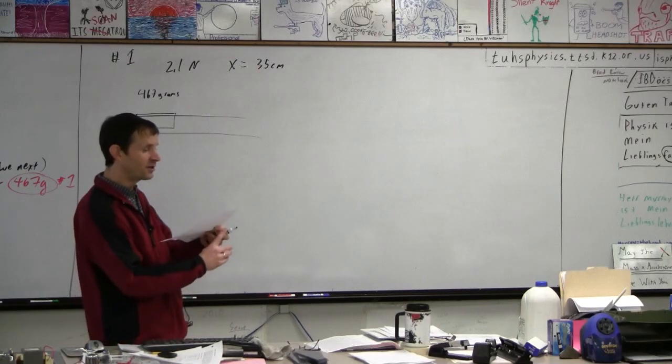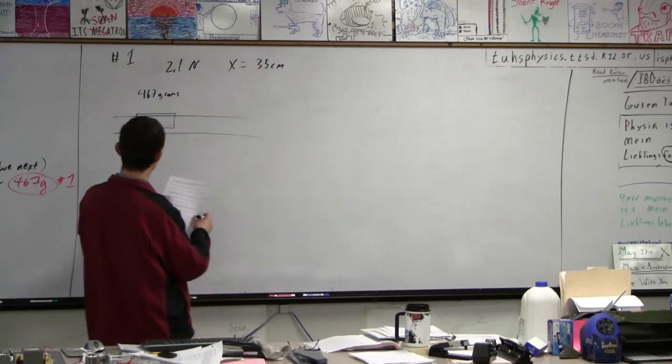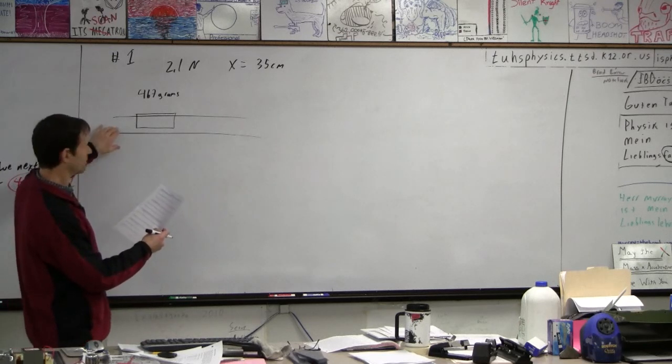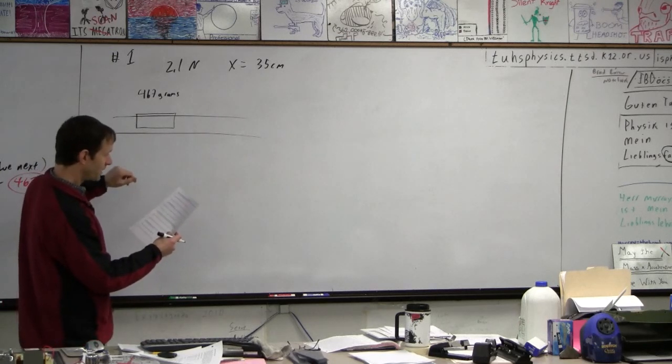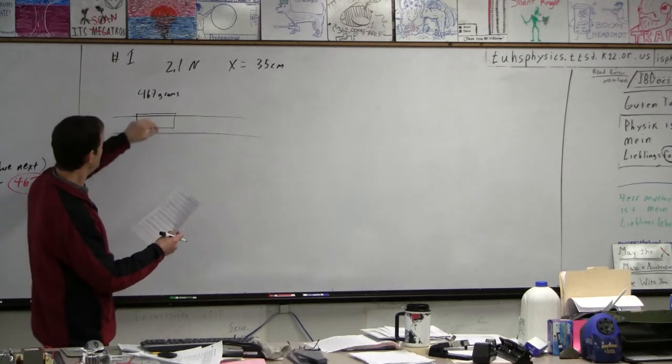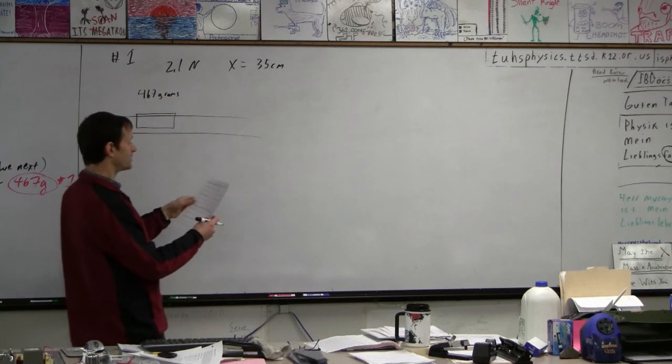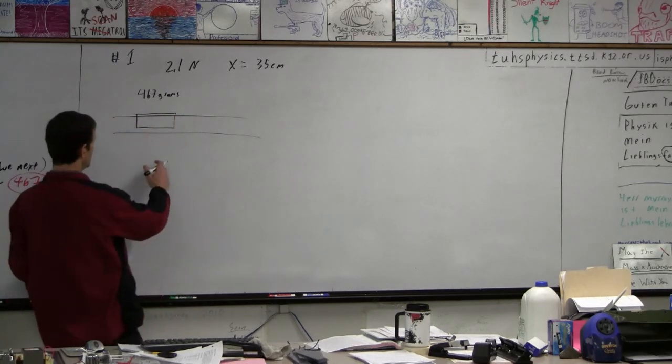This is the first question from the force mock test. A 467 gram glider rests on a frictionless surface, an air track, and a force of 2.1 newtons is exerted for 35 centimeters. What's the glider's acceleration and final velocity?